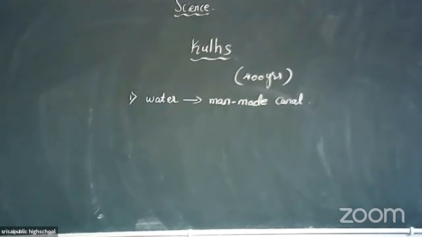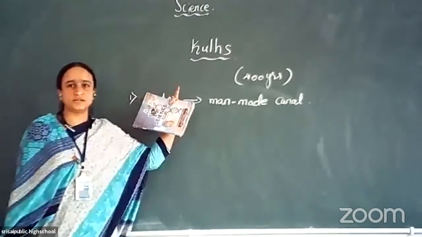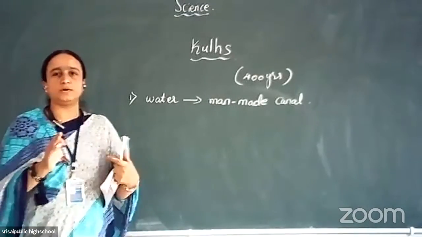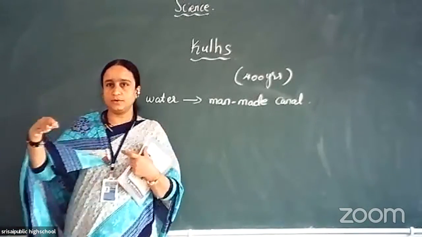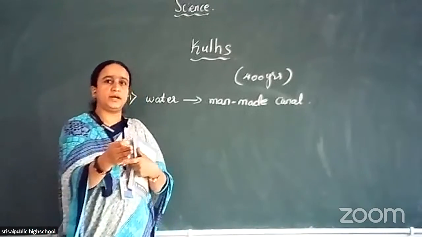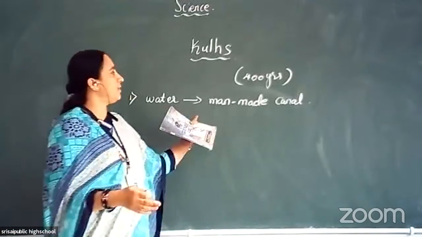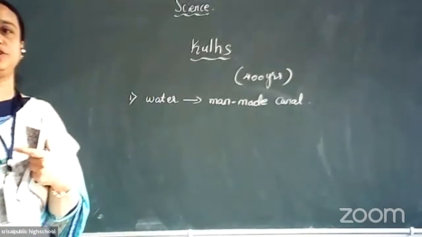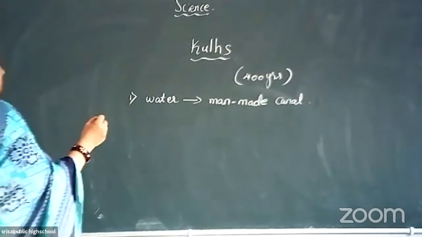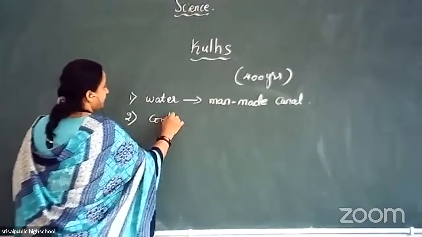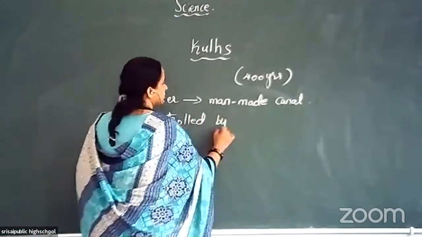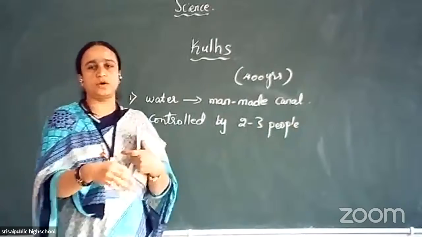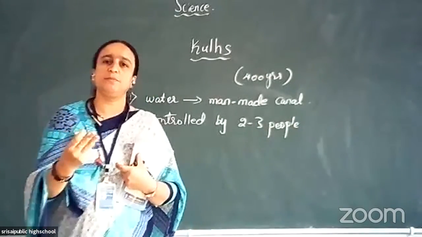So let's come to our study, Kul. We were studying about the traditional system, Kul. It was introduced 400 years back in Himachal Pradesh. What was the new thing in this? Whatever water was flowing through the streams was diverted and made to flow through man-made canals. And these canals were totally looked after by 2 or 3 people of the village only. The flow of the water was totally controlled by 2 or 3 people only.